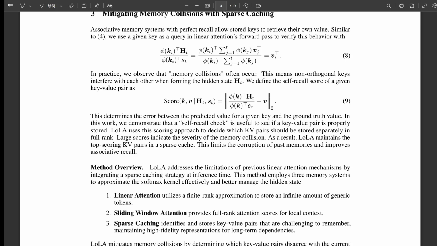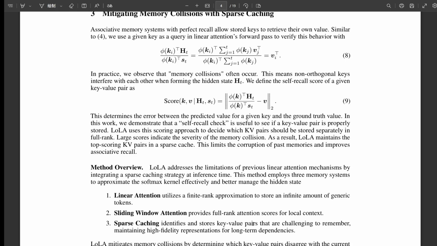The third component is a sparse cache. Now, this is a global full-rank memory, but it's designed to store only a limited number of specific key value pairs, let's say lambda pairs. And these can come from anywhere in the past sequence. This is like a curated long-term memory specifically for that difficult information. A curated long-term memory just for the difficult items. Okay, that's the smart part. But how does LoLA actually know which memories are difficult and need to be put into this special sparse cache?